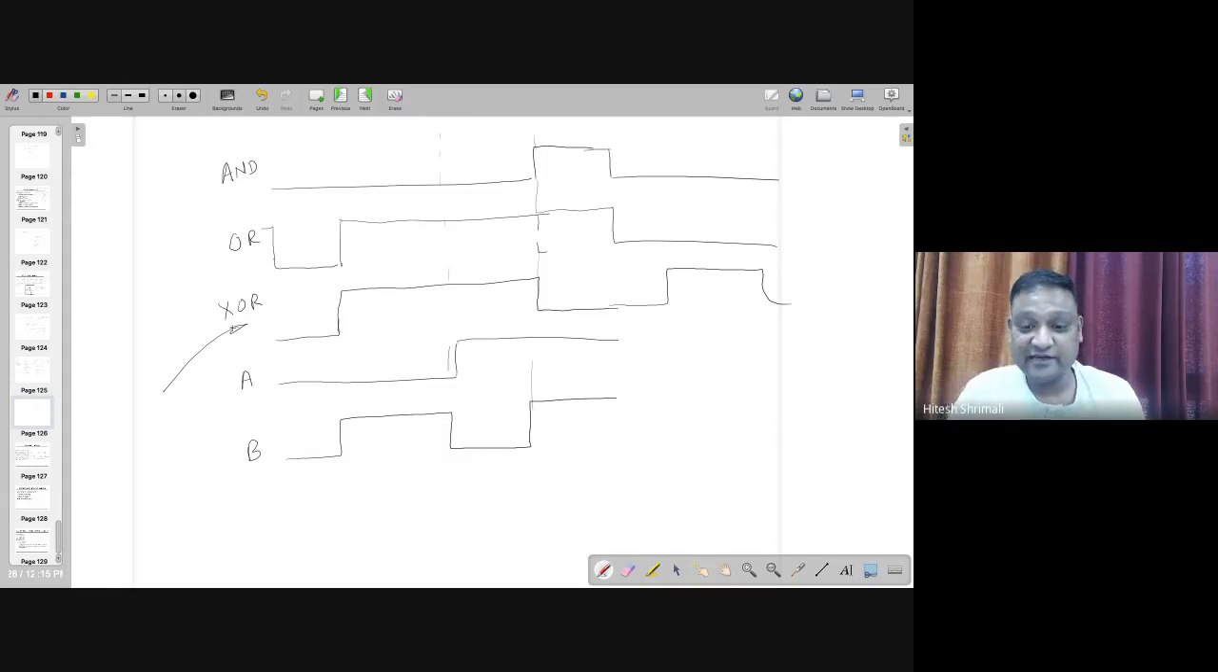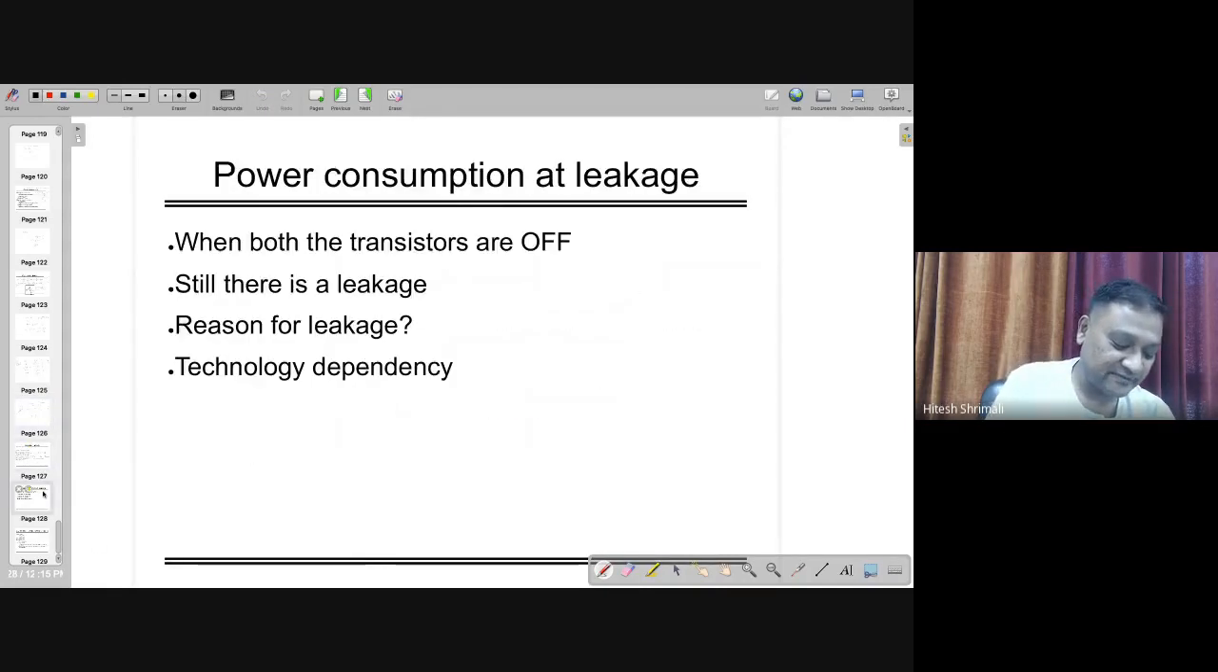By the way, this is an interview question. All the people who are looking for a job on the digital side and in the semiconductor industry are asked which one is going to consume more power, and you have to give the reasoning. Sometimes four options are given and you have to choose one, and when you go to the interview, they may ask the reasoning. Okay, so this was the answer.